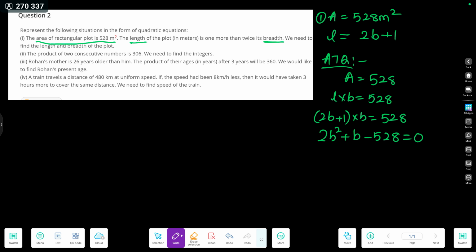It is very hard to find two numbers which, when you multiply, give A and C, and when you add or subtract give the B value. Cumbersome. Yes or no, beta? Better use what? Formula.